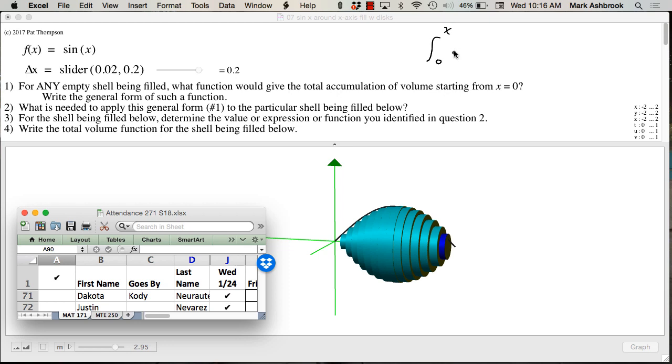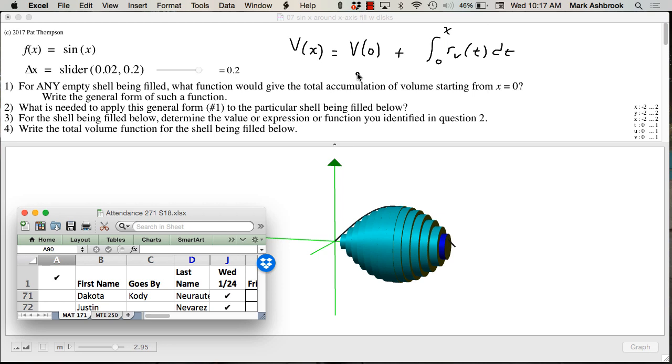So it's going to be some rate function for volume, right? Of t dt. Is that total volume? Plus initial volume. If there's some accumulated volume already at 0, you need to include that as well. So this is the answer to number 1. That's exactly what we talked about, the total accumulation function.